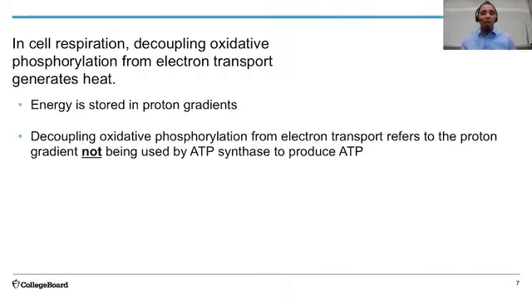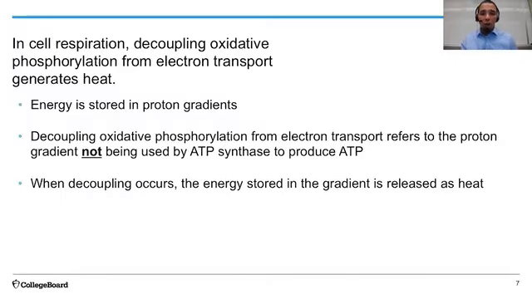In decoupling oxidative phosphorylation, a lot of terms here, again, pause the video. Decoupling, or separating, oxidative phosphorylation from the electron transport chain refers to the proton gradient not being used by ATP synthase to produce ATP. A lot going on there, all right? So we're not being used by ATP synthase. So we're decoupling, or taking the process apart.